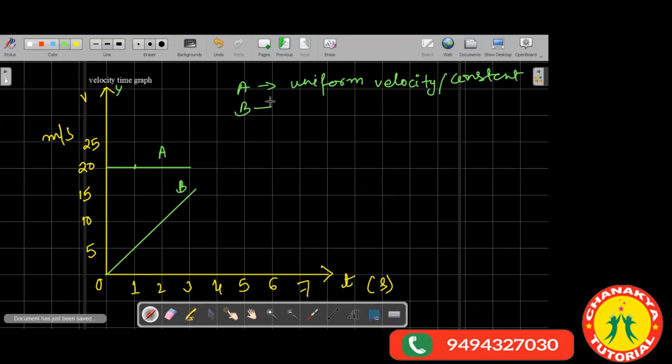Then everyone has understood? Anyone has any doubt in graph A? Understanding graph A? So it's moving. It's not at rest.